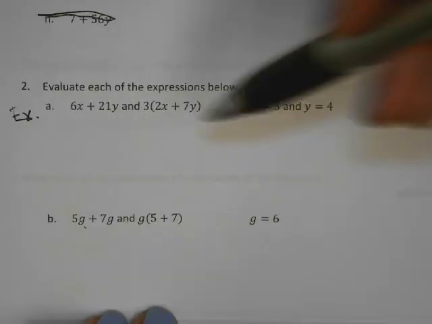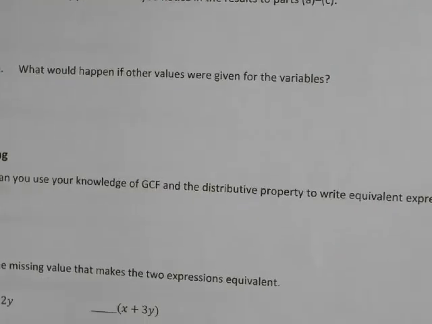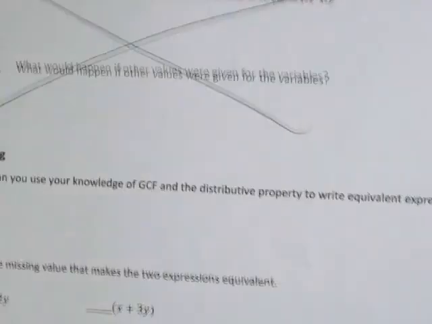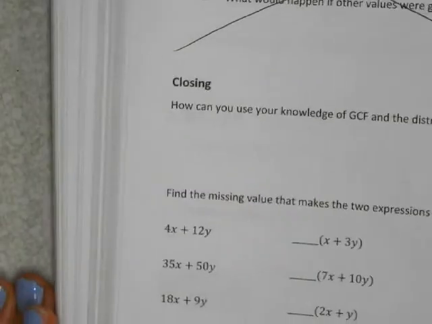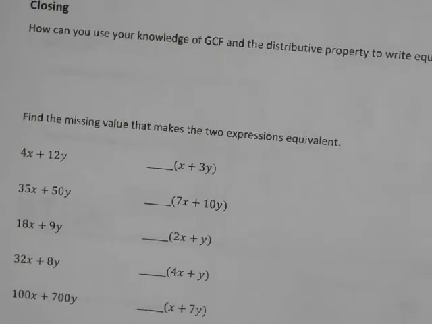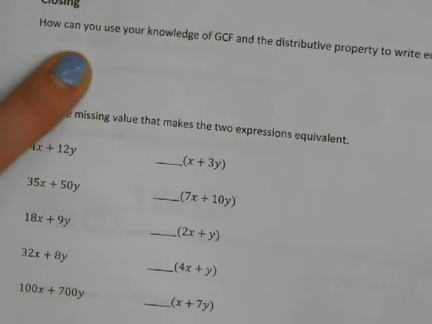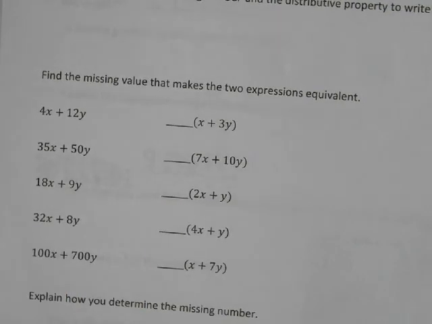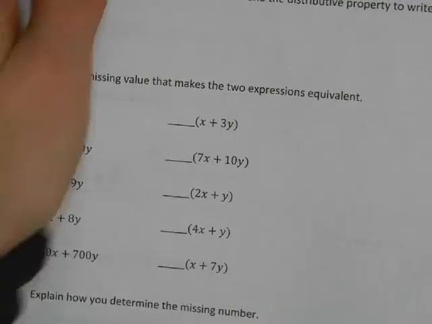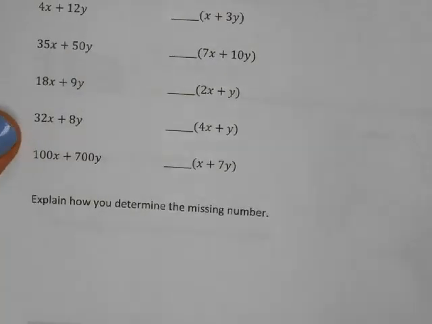And then you're going to solve number 2, and you're going to do 2A, B, C. You do not need to do this part. And then you'll need to do the bottom here. So I want you to use your words to answer the question here, and then I want you to fill in the blank here. And then at the very end, you're going to explain how you determine a missing number.